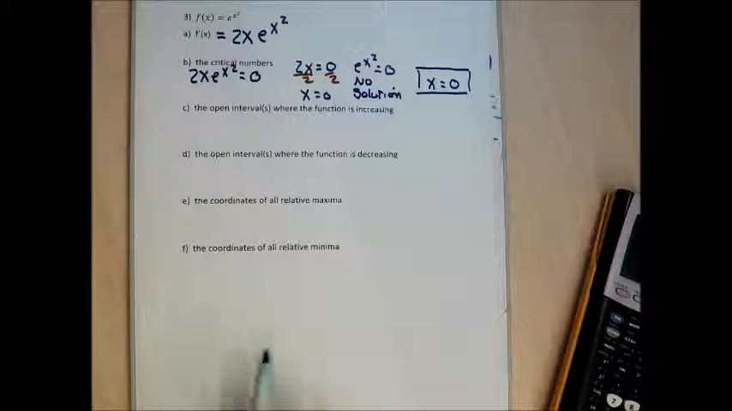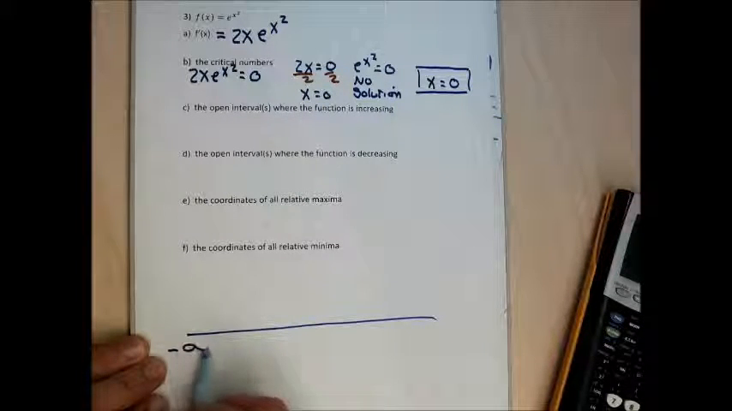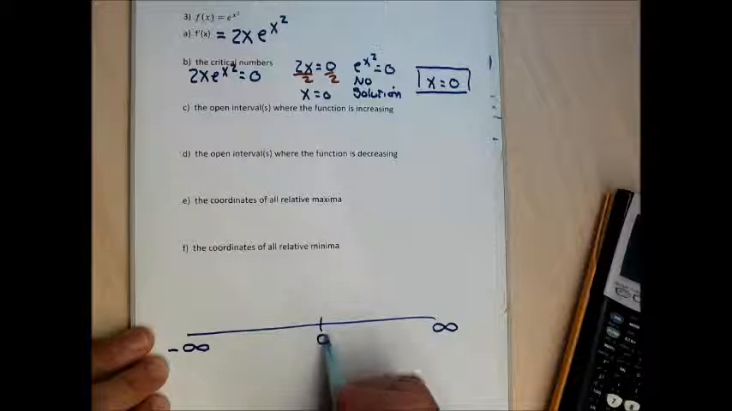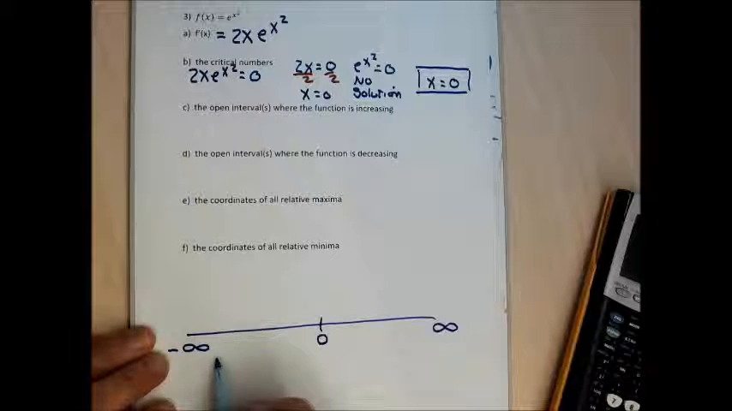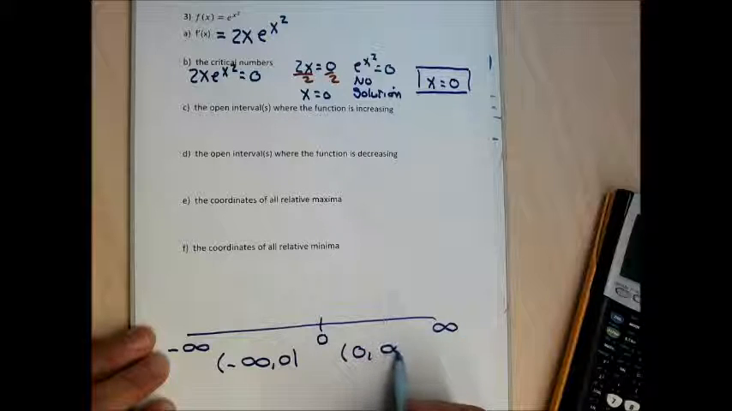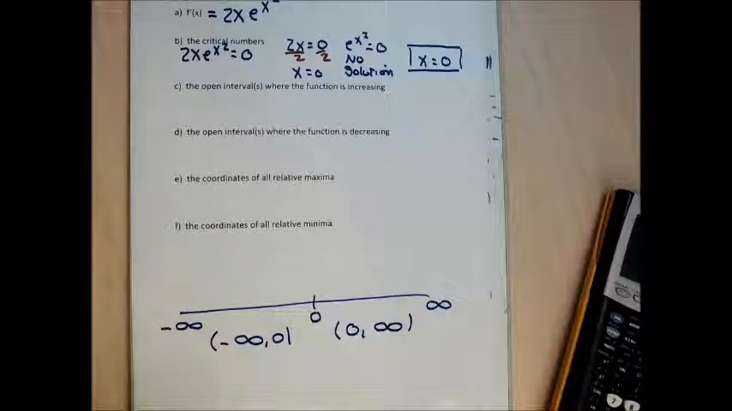Now I'm going to try to figure out the answers to this by creating a number line that has negative and positive infinity at the edges, and the only critical number is 0 between those infinities. I'm going to create an interval from negative infinity to 0, and an interval from 0 to infinity. And then I'm going to pick a number to test in each of the intervals.